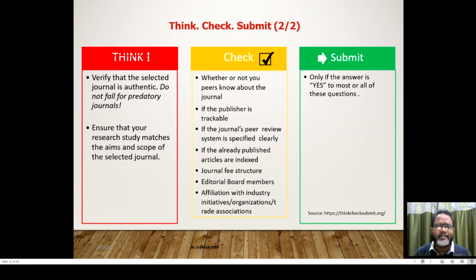Is the publisher trackable? Is the journal's peer review system specified clearly? The peer review policy. Are the already published articles indexed, and where? In Scopus, in Web of Science, or in CiteSeer, or in Sky Enago, different types of things. So at least where these are enlisted. Journal fee structure, that is how much they are charging for publishing. An editorial board, affiliation with industry initiatives. Only if the answer is yes to most of these questions can you go for publishing with that one.